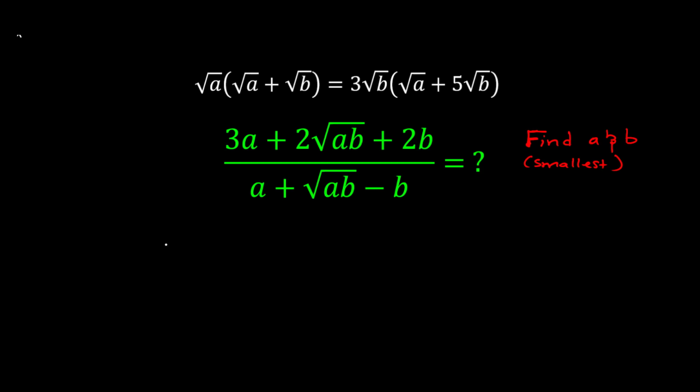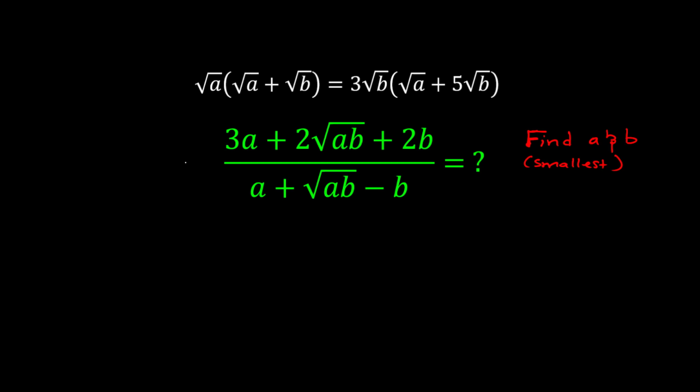In this video, we are presented with a nice algebra problem, and we are required to find the smallest value for a and b and evaluate the numerical answer to this expression. We are given that the square root of a multiplied by the square root of a plus b plus the square root of b is equal to 3 times root b, open bracket, root a plus 5 root b. So how can we actually approach this?